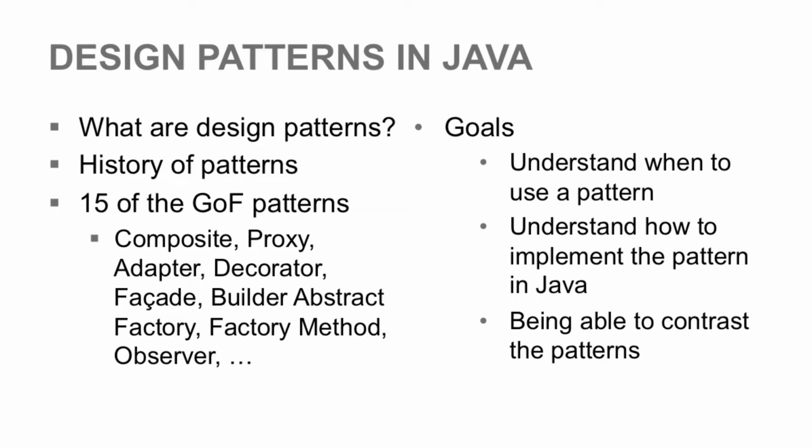And I'm going to cover 15 of what's called the Gang of Four patterns. These include things like composite, proxy, adapter, and decorator, and so on. That's 15 out of 23 patterns, and I try to use the most commonly used patterns. And the goal for me here is to make sure that you understand when to use the pattern, understand how to implement the pattern in Java in particular, and also be able to contrast the patterns.